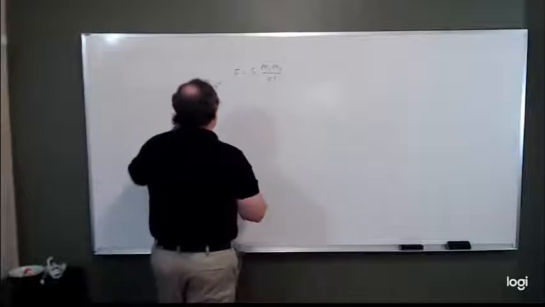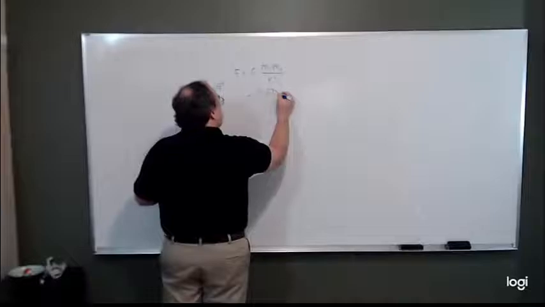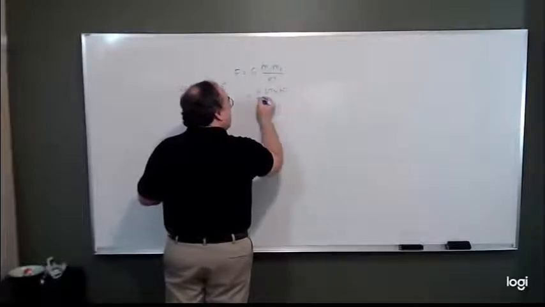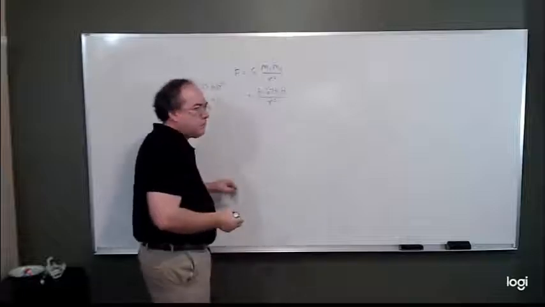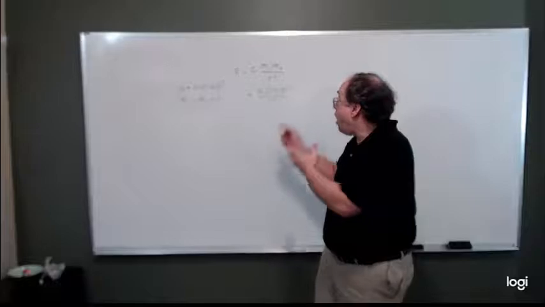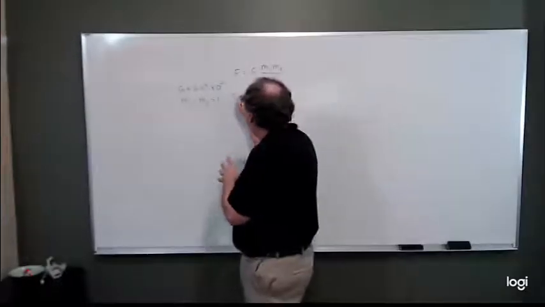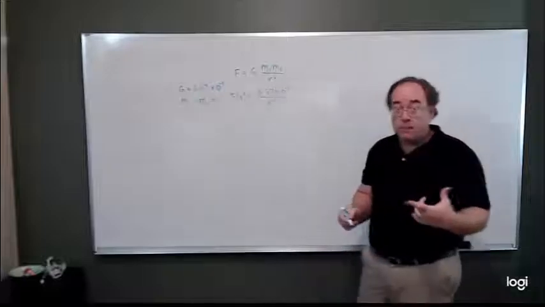All right, so let's see. If I put these numbers in here, this becomes 6.67 times 10 to the negative 11th divided by r squared. And, okay, so let's see. Let me make this a function. Let's call this f of r. To make it clear, r is the variable here. Okay.